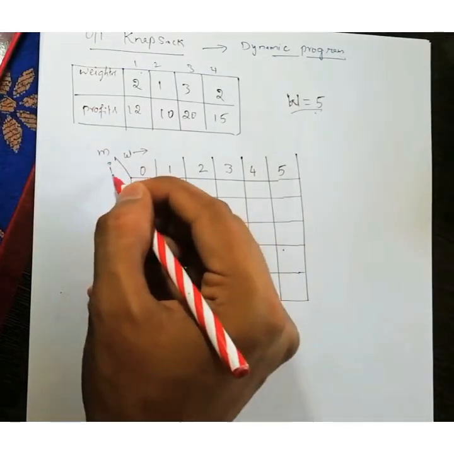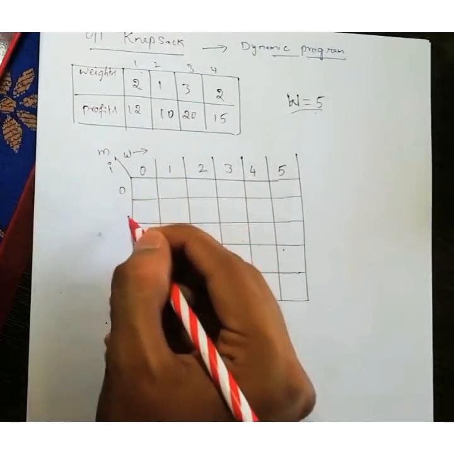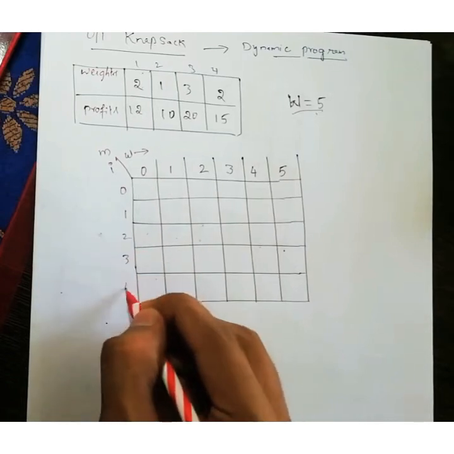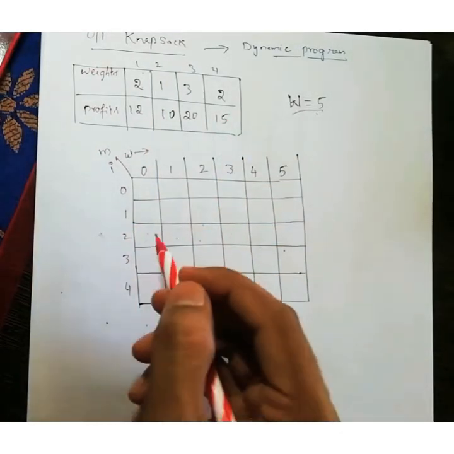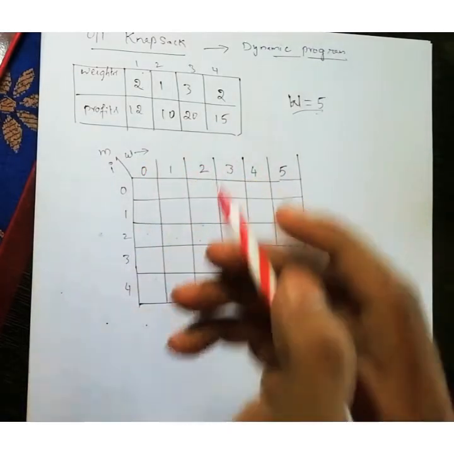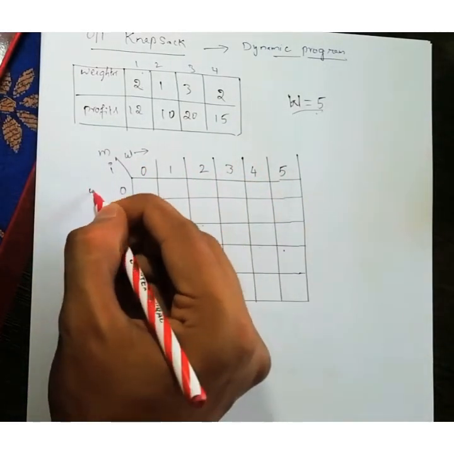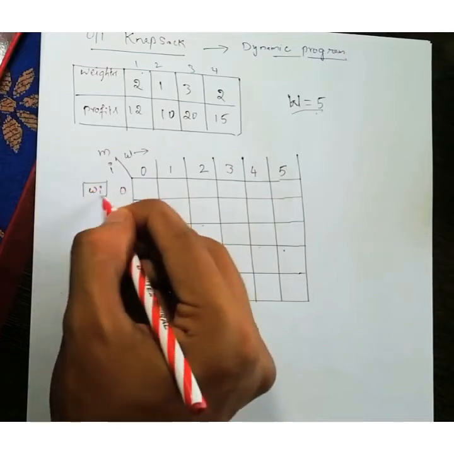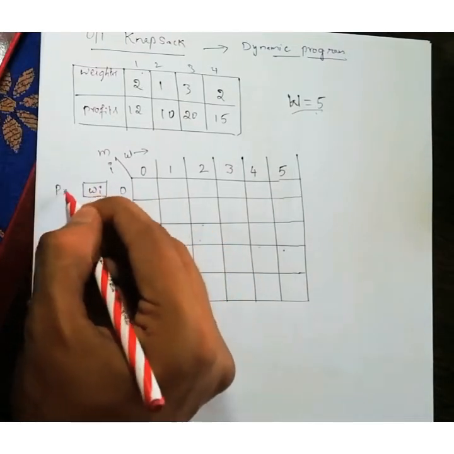And the items are represented by I. Initially no items, 1 item, 2 items, 3 items, 4 items. So there are 4 items in total. Rows are represented by I and columns by W. Then write the corresponding weights of each item, and the profit of each item.